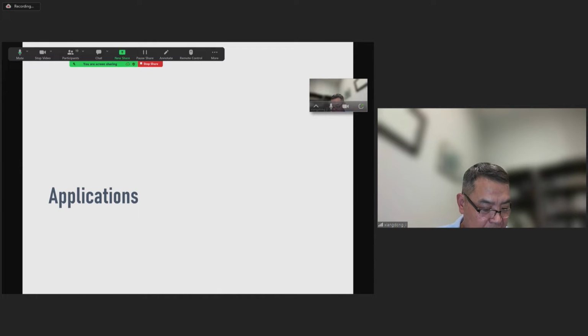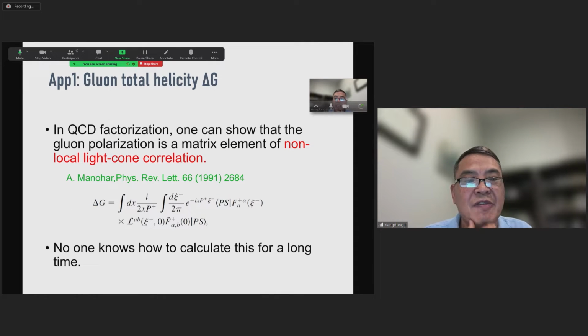So in the rest of, let's see, I have about 11 minutes. I can talk about a few applications very quickly, flash through. One is the gluon total helicity, and polarized RHIC, in fact, was motivated by trying to measure the total gluon helicity in a polarized proton.